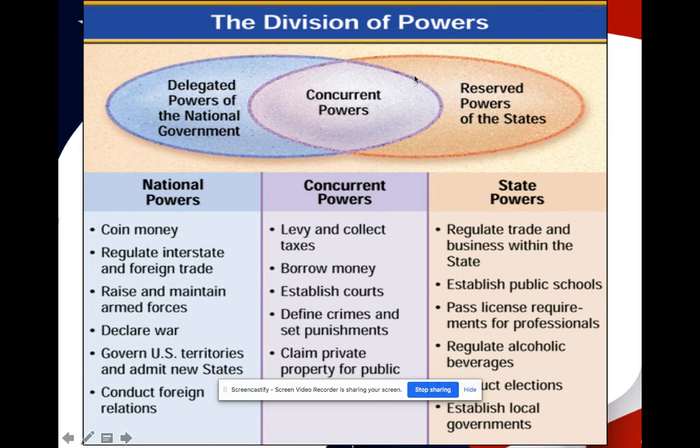And here they are in a nice chart for you. These are powers just for the national government. States can't declare wars, guys. They can't print their own money. Concurrent powers, these are some shared powers. Nice chart here for you. A little hint, you're going to fill out a chart like this that I'm going to give you later, so you might want to refer to this. Hint, hint. And here are some powers left for the states: regulating trade within, public schools, regulating alcoholic beverages.